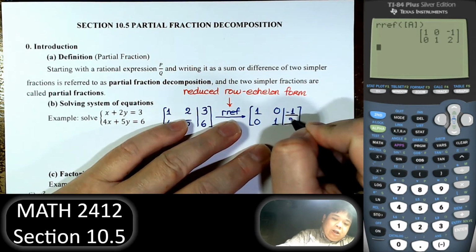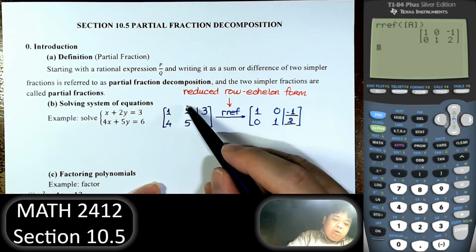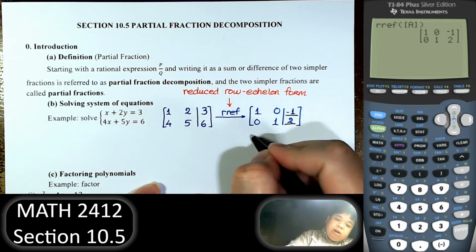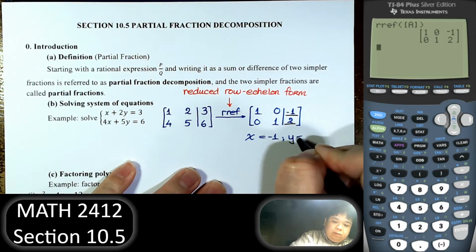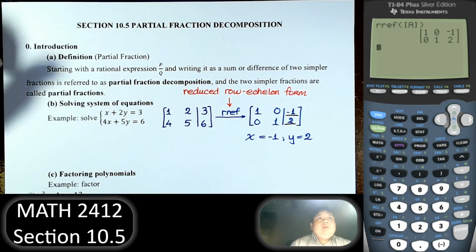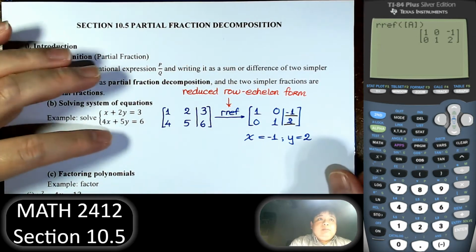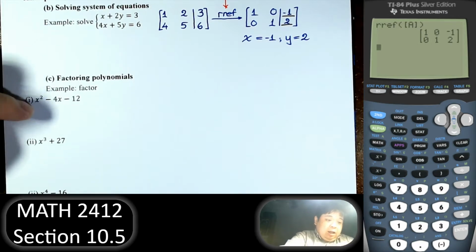And that is what we have: -1 and 2. When we have it like that, the first row is X and the second row is Y, so the first one is X and the second one is Y. That's how we use the calculator to solve a system of equations. We will go back and do a bunch of this later. Now, factoring.